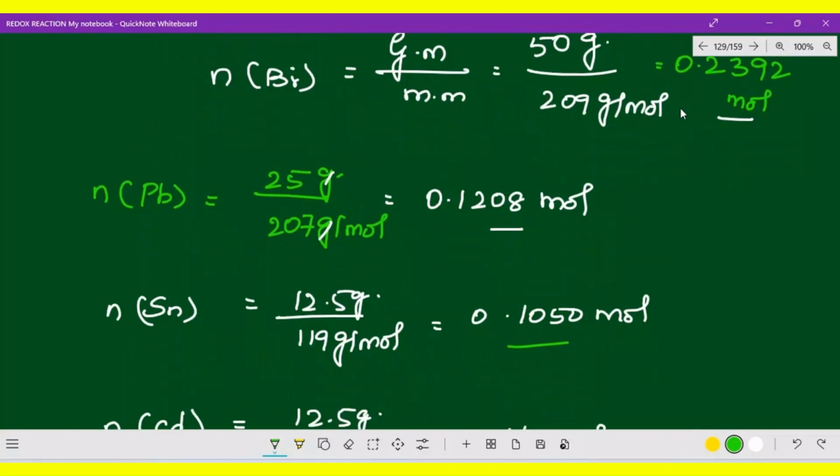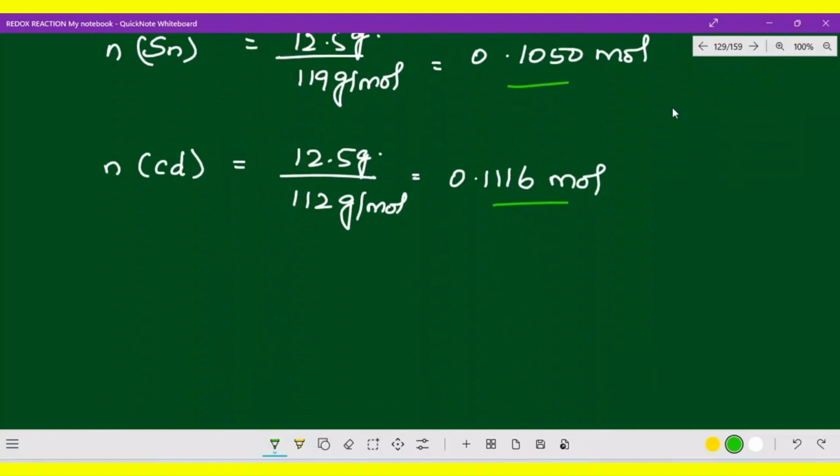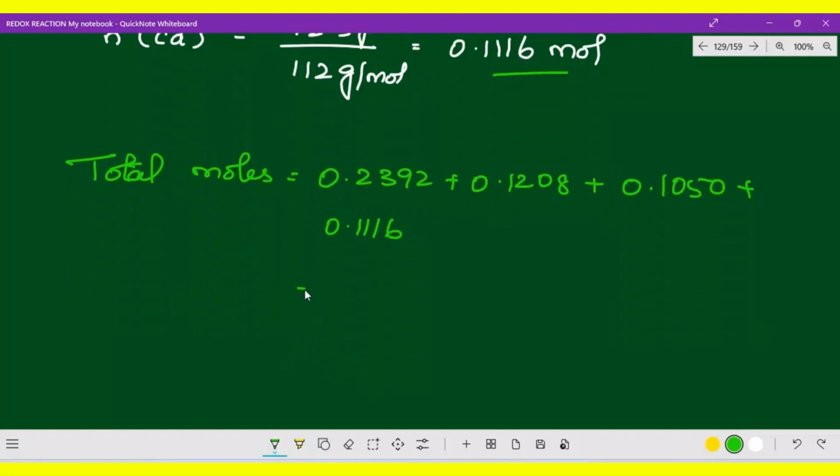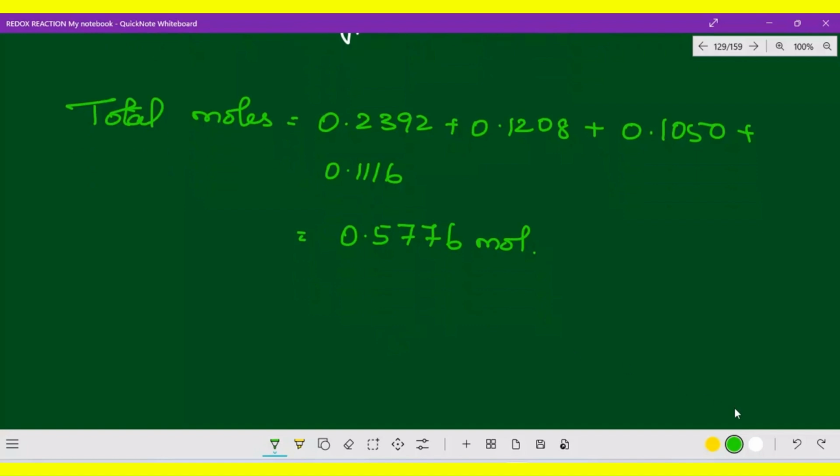So total moles, let us find total moles of all the metals. Total moles equal to, that is bismuth 0.2392 plus 0.1208 plus 0.1050 plus 0.1116. So totally you will be getting 0.5776 mole. Right, now mole fraction of tin. That is the question they are asking.